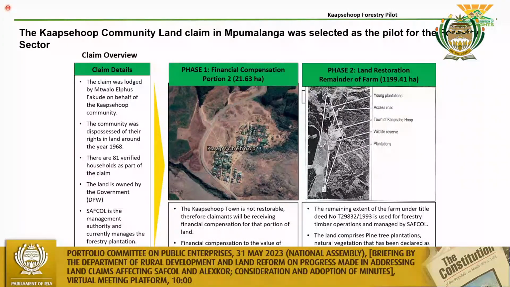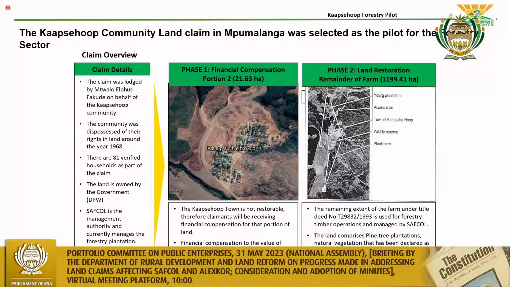For forestry specifically, it was the Kaapsehoop project, which is a Safcol project. This is just the description of the project. It is in Kaapsehoop, in Mpumalanga, close to Nelspruit. It has about 81 verified households. The land is owned by Public Works, and Safcol is the management authority.